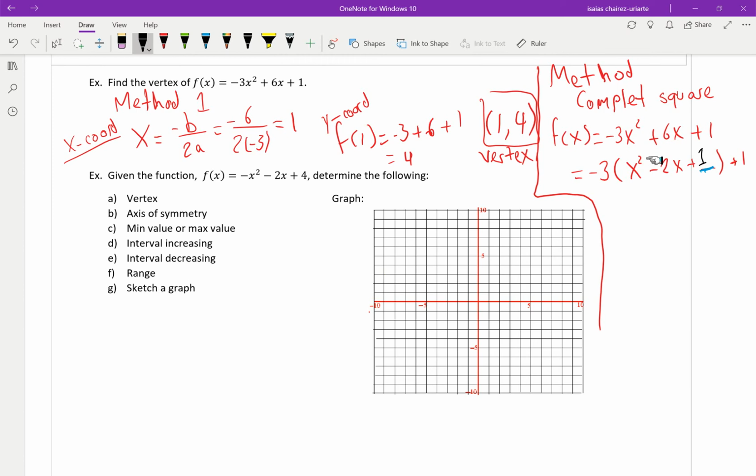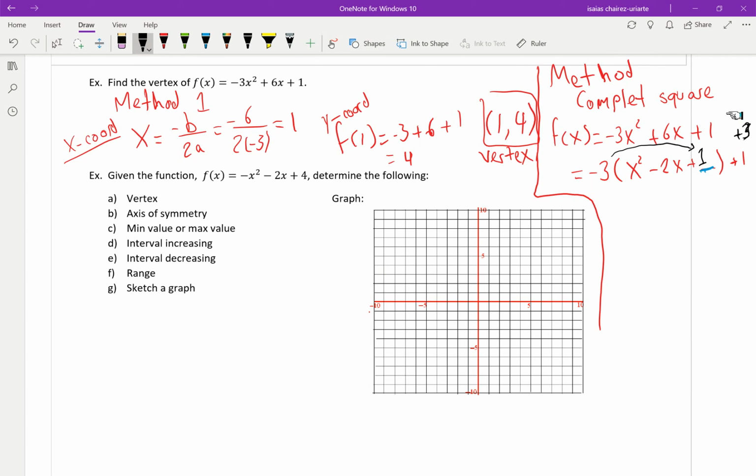But be careful. I cannot just add a value or my function would change. So think about what I actually did here. Really what I did is negative 3 times 1. So if I multiply this negative 3 times 1, what I've done to the original function is I've added a negative 3. So it's as if in the first line, in the original, I just subtracted 3. Well, then that means that I have to also add 3 over here. I hope that makes sense.